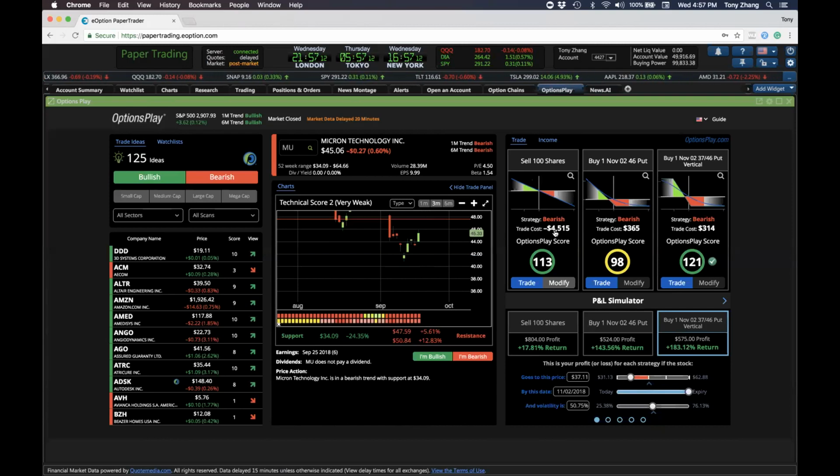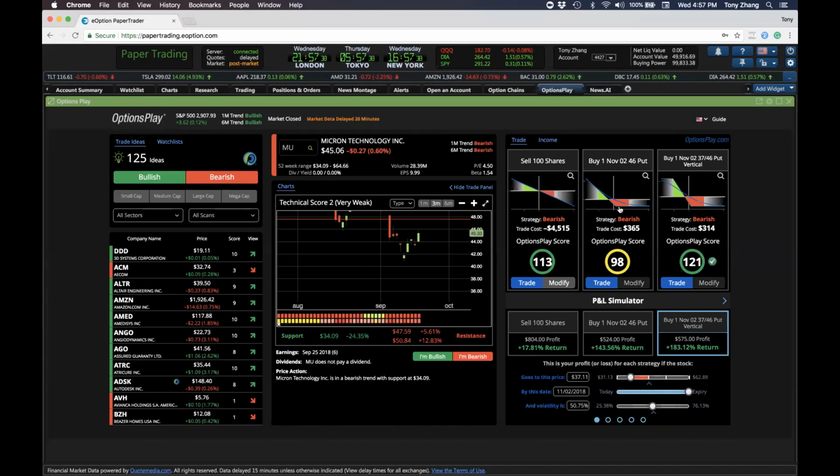Shorting that stock will require a certain amount of margin requirement. Buying a put option only costs you $365. Buying that put spread only costs you $314. So this is your absolute risk. And keep in mind that when you're shorting a stock, your risk is really unlimited, because if the stock goes back up to 90 or further, you're going to lose more and more money. So your risk is truly unlimited when you're shorting a stock.